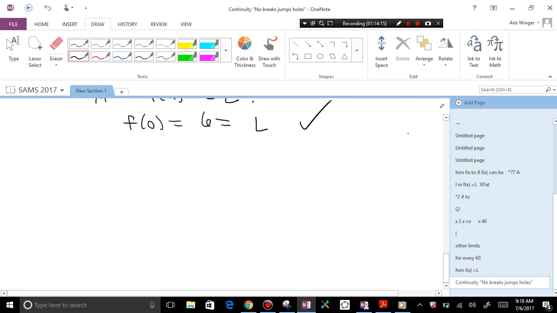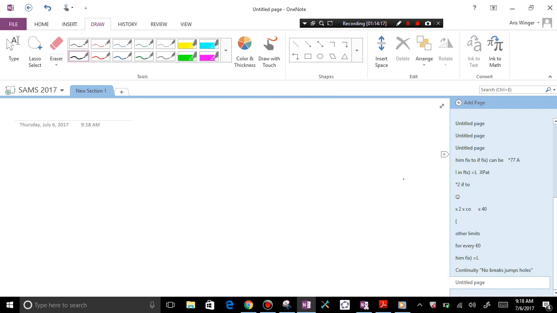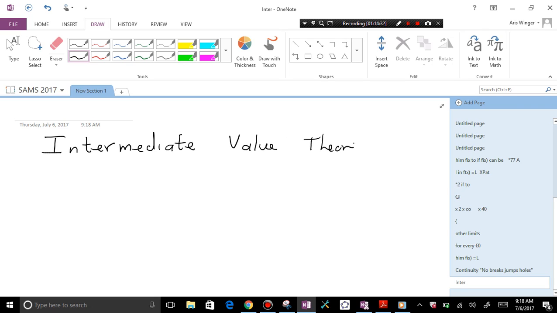I want to talk about one more thing about continuity, then we can talk about any issues about the homework, and it's the intermediate value theorem. The intermediate value theorem brings in the concept of continuity.